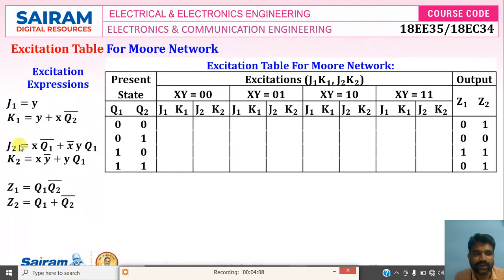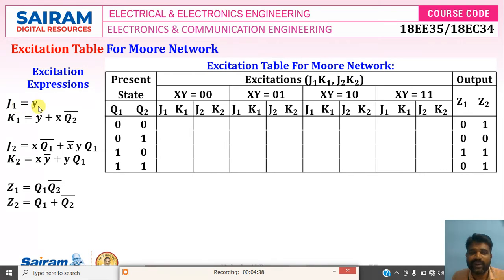Similarly, for the Moore network, these are the excitation expressions and output, which I just copied from the transition table. The excitation section here, since we use JK flip-flops, has J1 K1 and J2 K2 as the excitations. When xy is equal to 0 0, J1 K1, J2 K2. When it is 0 1, J1 K1, J2 K2. When it is 1 0, and when it is 1 1.